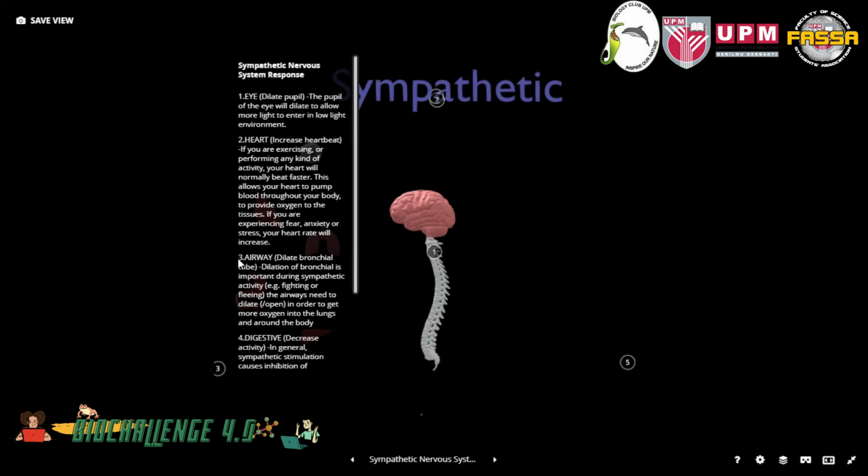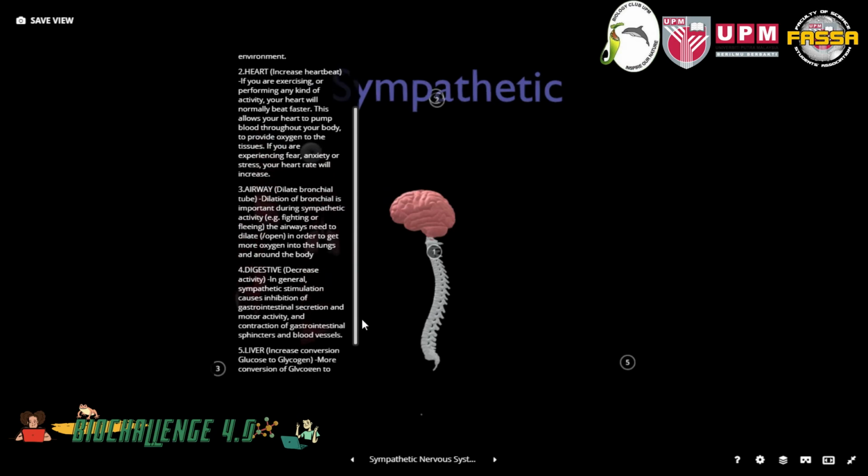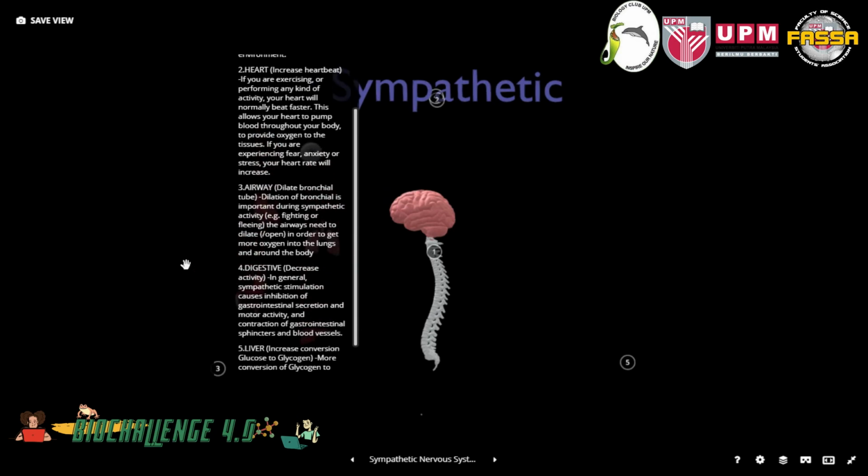In the airway, it will dilate the bronchial tube. Dilation of the bronchial tube is important during sympathetic activity, like fighting or fleeing. The airways need to be dilated or open in order to get more oxygen into the lung and around the body. Next, we go to the digestive system. It will decrease the digestive system activity. In general, sympathetic stimulation causes inhibition of gastrointestinal secretion and motor activity, and contraction of the gastrointestinal sphincter and blood vessel.